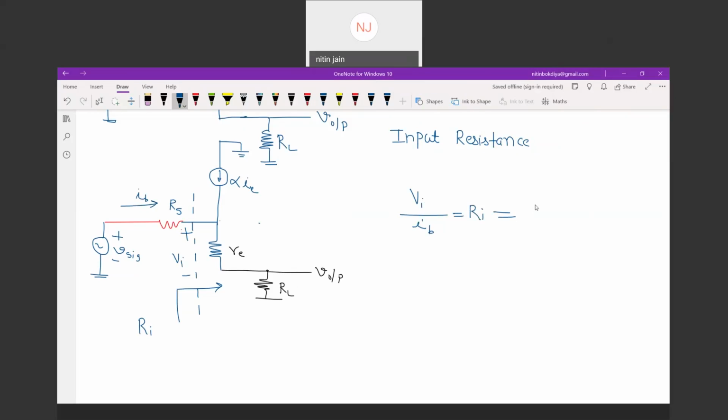this is RE plus RL into 1 plus beta, which is approximately equal to common emitter with emitter resistance. So input resistance is high for this. Input resistance is high for this amplifier. What I can say, high input resistance.